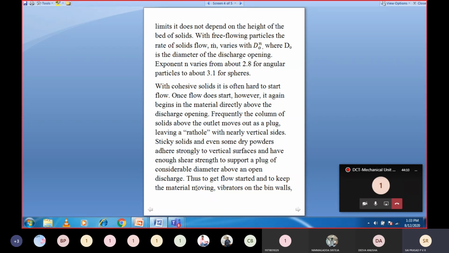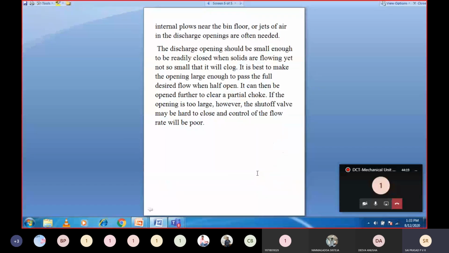Then, to get the flow started and keep the materials moving down, vibrators on the bin walls and internal plows near the bin floor are used. What is the internal plow, sir? That is the feeder which we have seen. The plows will be rotating, in other words a similar case to impellers rotating here. What will they do, sir? They will be pushing the solids from the backward direction, and push them to the bottom of the container so that they fall onto a conveyor belt. They will be going out.